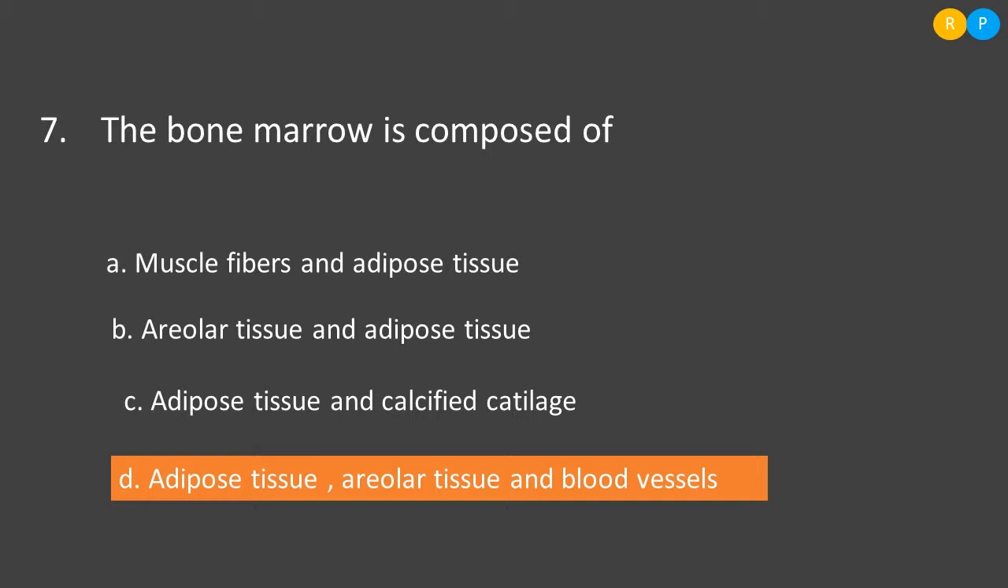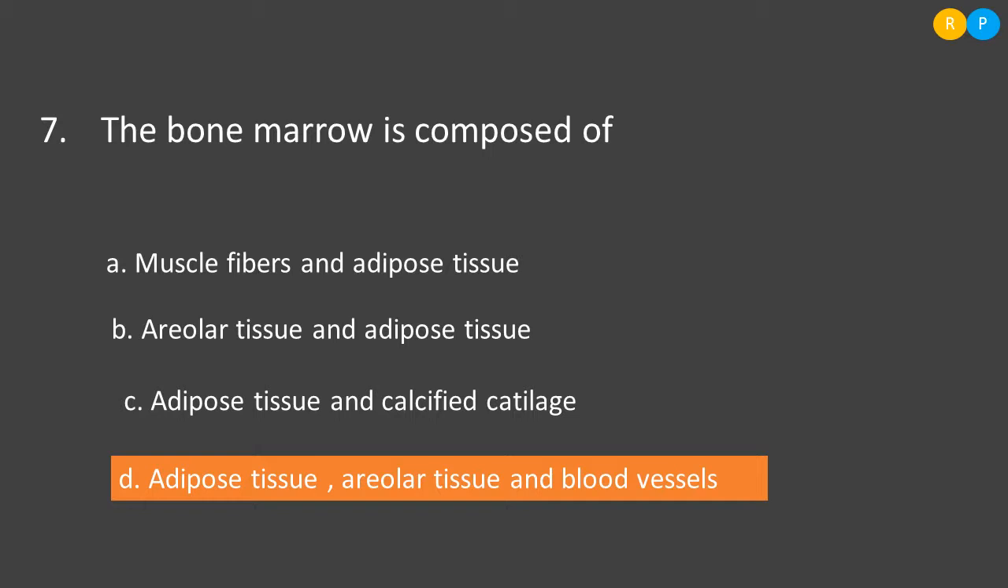Then you can also see the presence of blood vessels, because the nutrients and other substances need to be supplied from the bone marrow, so blood vessels are also connected with the bone marrow. Clear, right? So let us see the options. Option A, muscle fibers and adipose tissue. Muscle fibers are not found in the bone marrow. Then option B, areolar tissue and adipose tissue.